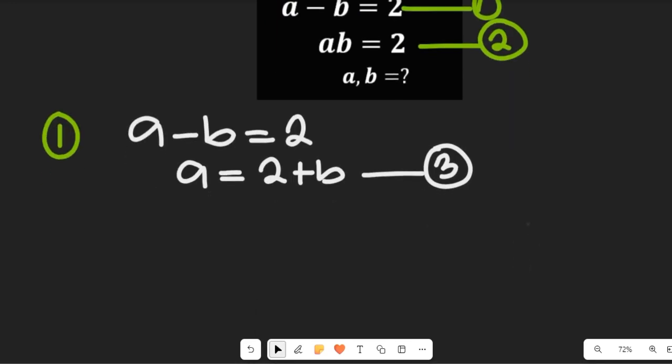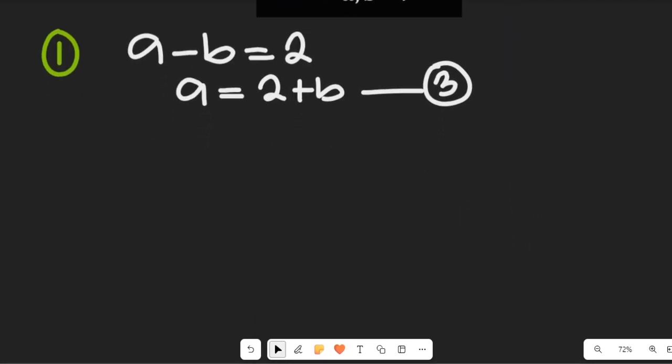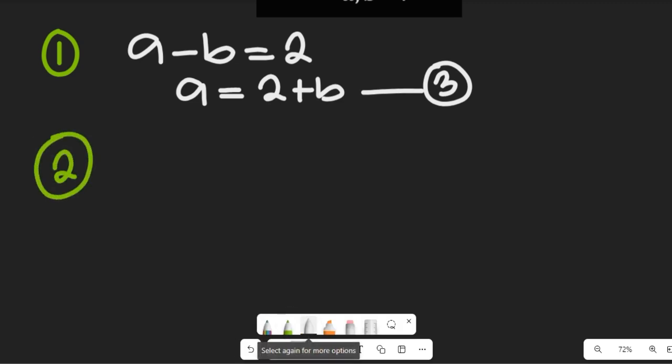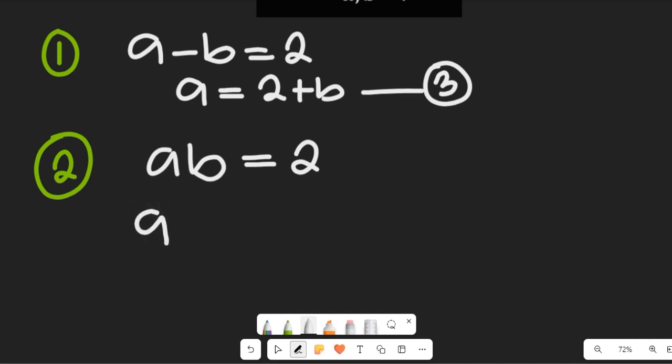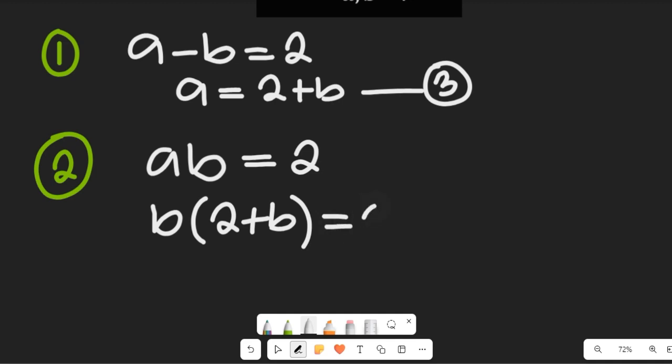From this equation 3, we are going to simplify further. Now from equation 2, we are told that AB is equal to 2. Now if AB is equal to 2, let's insert the value of A equal to 2 plus B into equation 2. So that will give us A, which is equal to 2 plus B. So that will give us B multiplied by 2 plus B, and this will be equal to 2.